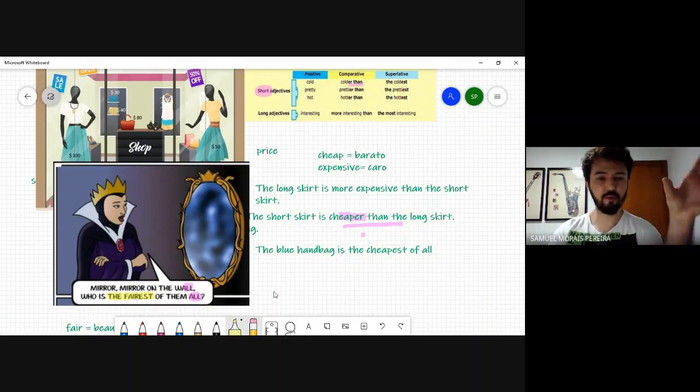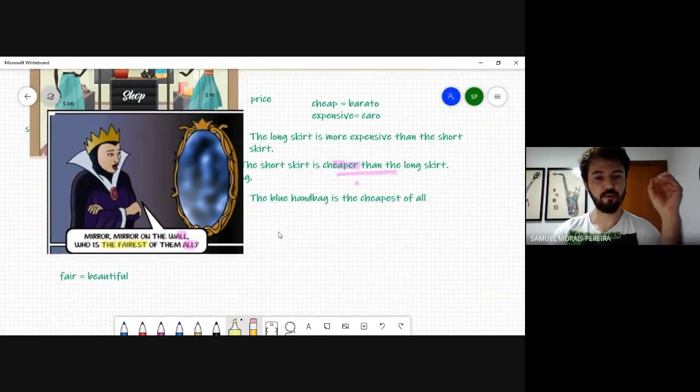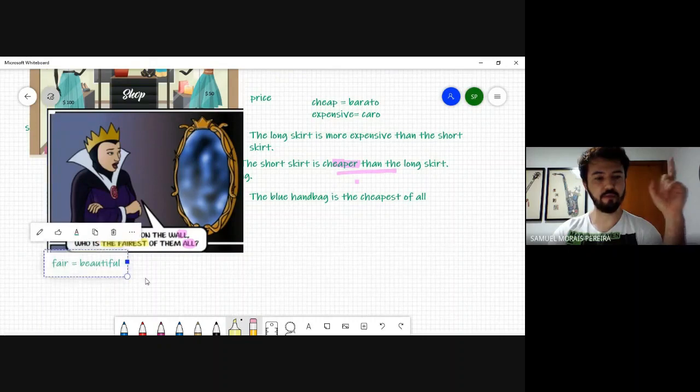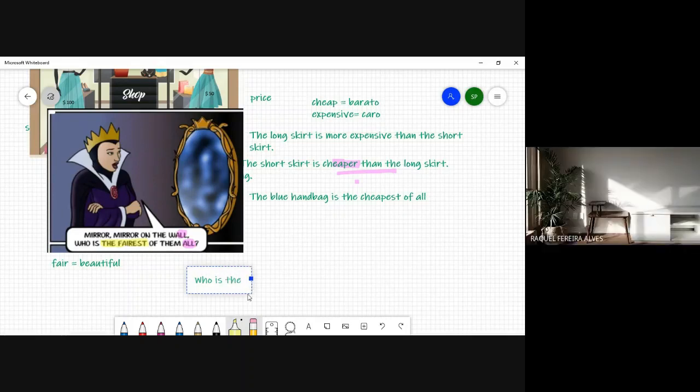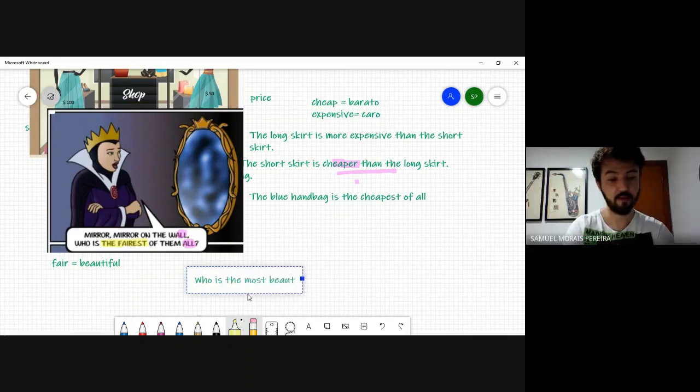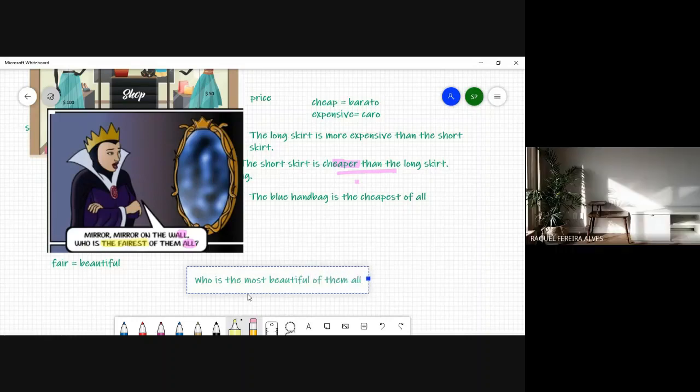Aí lá o espelho responde, ok? But pay attention. E se eu quisesse usar a palavra beautiful? Tipo assim, ó. Quem é a mais bonita de todas usando a palavra beautiful? Rachel, como seria? Who is? Is the most beautiful. Exactly. The most beautiful of them all.